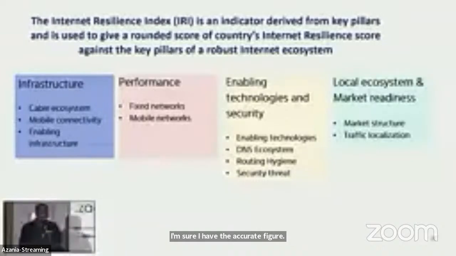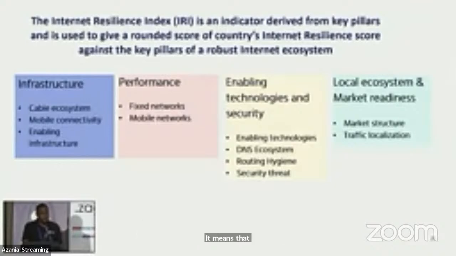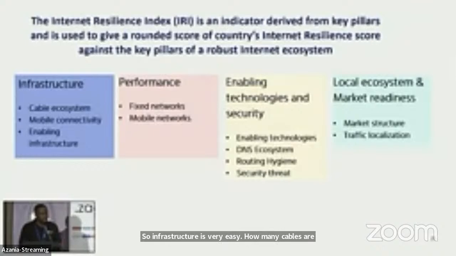How many power providers are there? Because yes, you can have 15 ISPs, but if one country has 2 power providers, and this other country has 1 provider, it means that if that power provider has a fault, there's a chance that connectivity will go down. So infrastructure is very easy. How many cables are coming into the country? How many ISPs in the country, and so on.